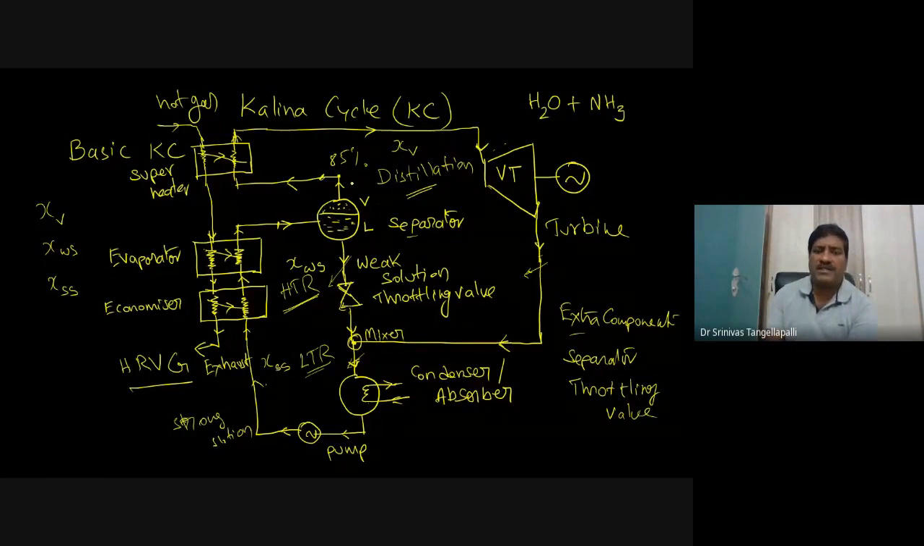But if this concentration is increased, let us say from 85% to 95%, what benefit can we get? The benefit is that more NH3 vapor is expanding in the turbine. I am going to explain the properties after finishing the cycle. We will get certain benefits like improvement in performance. So how do we increase the concentration of this working fluid from 85% to 95%? One component we have to incorporate at the exit of this separator. That component is called a distiller, or this is also called a dephlegmator.